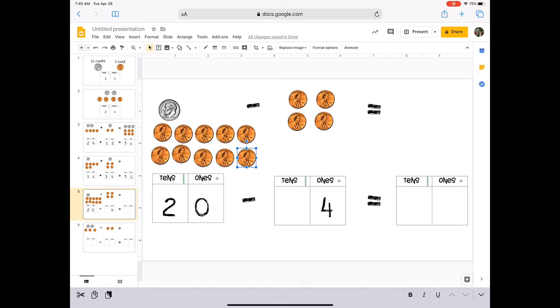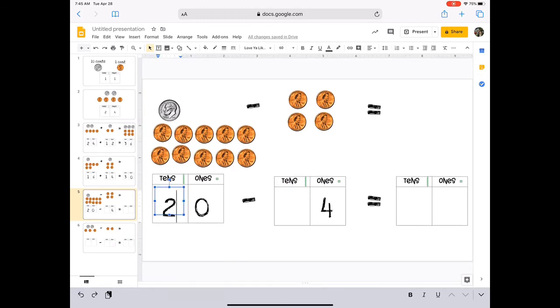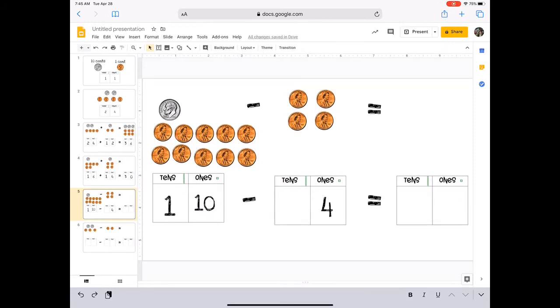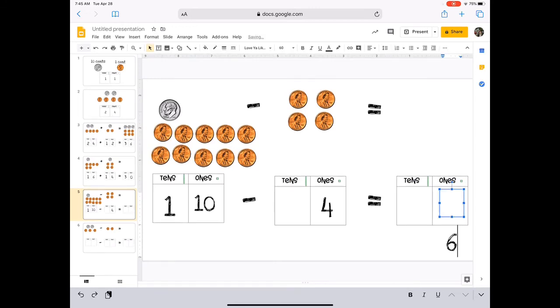So now let's try this. I need to replace this and say, I have 1 ten now, and I have 10 ones. So this is like borrowing. Let me redo this here. Here we go. Okay, so now I have 10 ones, and I'm taking away 4 of them. So 10 minus 4 equals 6. So I have 6 ones left.